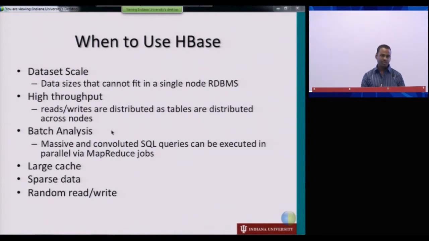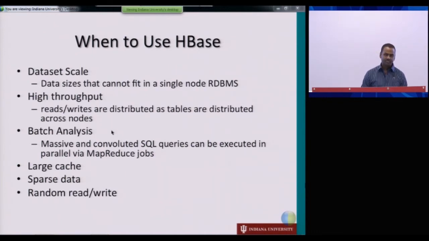The other thing is, if you want to do batch analysis, like doing MapReduce computations and data mining computations periodically on top of the data stored in HBase, that would be an ideal scenario to use HBase. And when we say perform MapReduce computations on top of HBase, it's going to execute in parallel in the nodes where the data is actually stored. So you get that advantage as well.